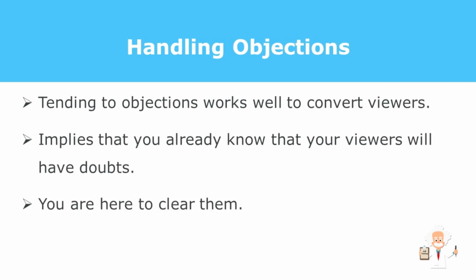Handling objections. This is important, and this element is called tending to your viewers' objections. Tending to objections works well to convert viewers because this implies that you already know what your viewers will have doubts about and that you're here to clear them up. Keep in mind that these questions will always be in your viewers' minds. For example, will this product work for me? Will it need a lot of money and energy? Will I need to learn something new? How long will that take? Will it do what it guarantees to do? Is it worth the price? Who has it helped up till now?